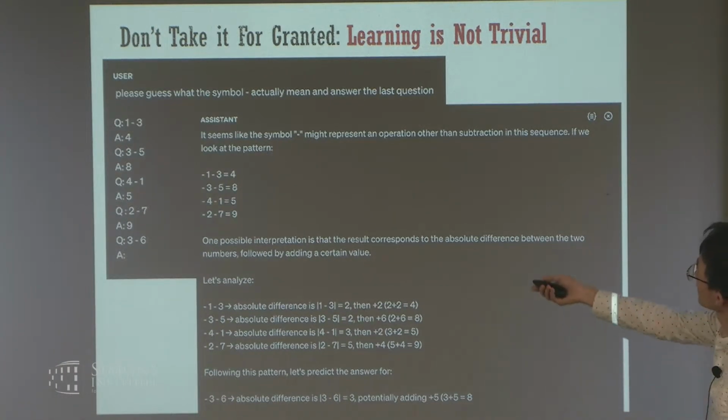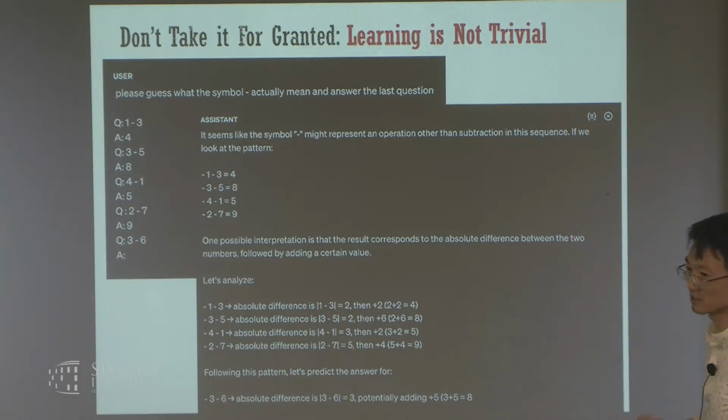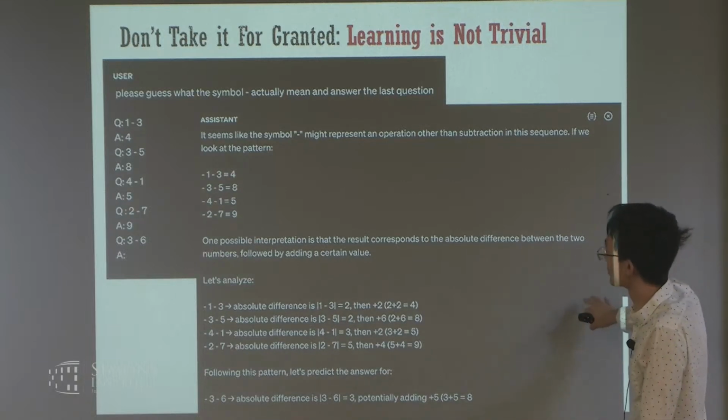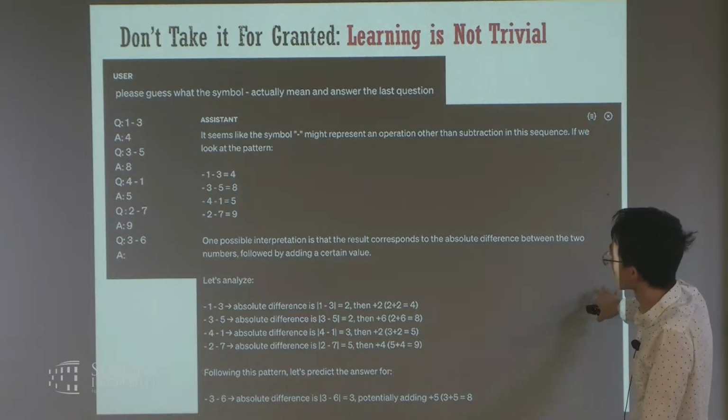So this is a case where you have 1 minus 3 and 4, 3 minus 5 and 8, and so on and so forth. And I give the prompt to help them guess what the symbol minus means, and answer the last question. I guess most of us can see that the minus actually means plus, but to my surprise, I'm not extremely surprised, but still to my surprise, the model couldn't guess that the minus is the sum.